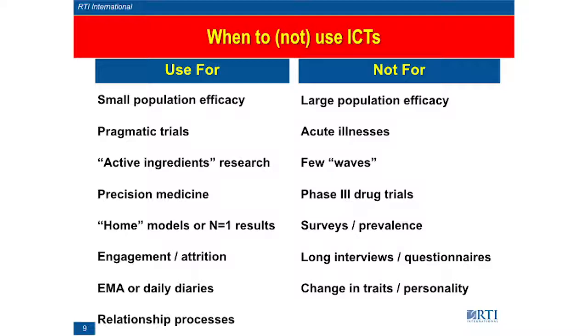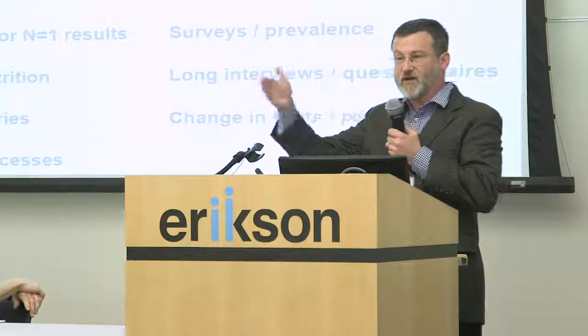Some of the things they're not useful for is large population efficacy, our typical notion of how we do research with large samples and get a population estimate. That's not what these are designed to do. And sometimes that's hard, that mindset, that switch is difficult because that's how we're trained and that's how we understand things. They're not useful for acute illnesses like a cold or a flu. And then long interviews or questions are not useful here because the participants have to provide data pretty frequently.